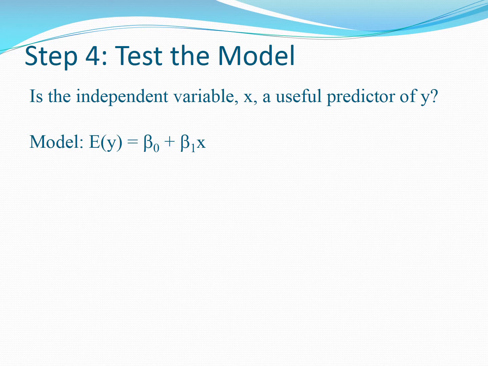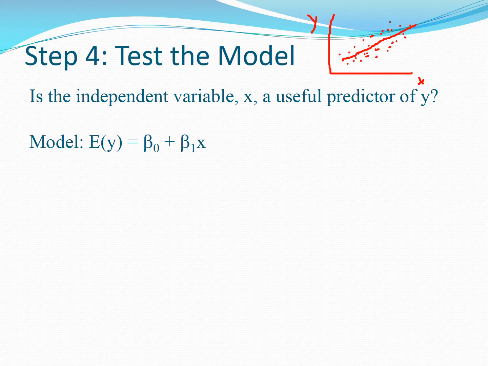Is the independent variable x a useful predictor of y? Think about some axes here. Let's call this y, and let's call this x. Let's say there is some kind of relationship between x and y, a positive relationship. We would draw something like this. As x gets large, we would tend to expect to see y get large. And so you'll have this kind of relationship.